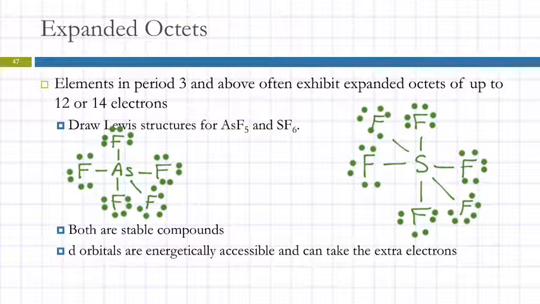The reason that the period 3 elements and above can expand their octets is that there are d orbitals in the 3rd energy level. And so they're only a little higher in energy than the p, and so they can expand into there and make more bonds.